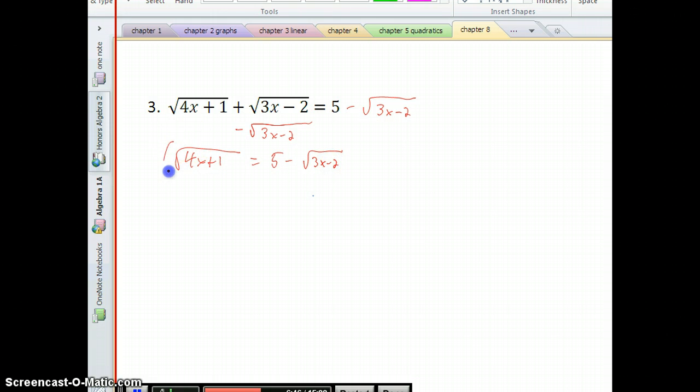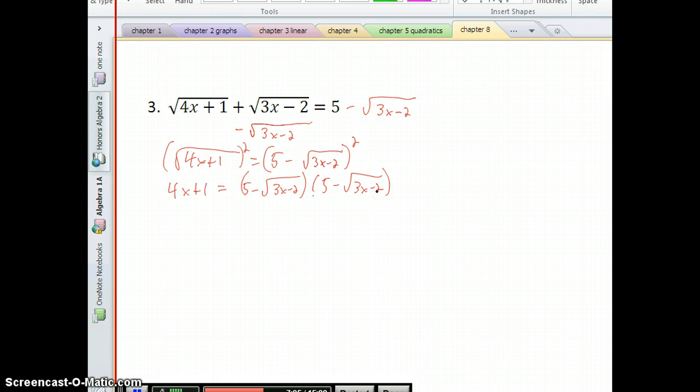So again, since it's a square root, we're going to square both sides. Now, how do you do that? On the left, we still get 4x plus 1. On the right, we get 5 minus the square root of 3x minus 2, times 5 minus the square root of 3x minus 2.